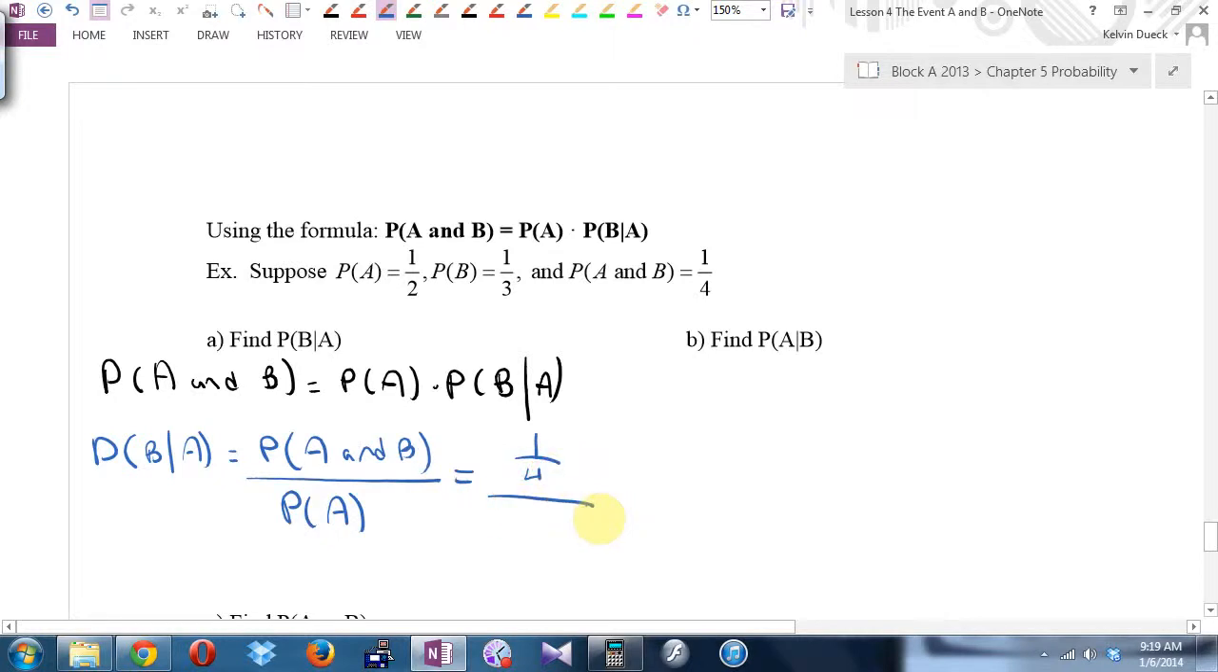Did they tell me the probability of A in the question? Possibly. Yes. Where? What are the two? Right? You clue it in, yeah? Okay, it's going to be 1/4 divided by 1/2.